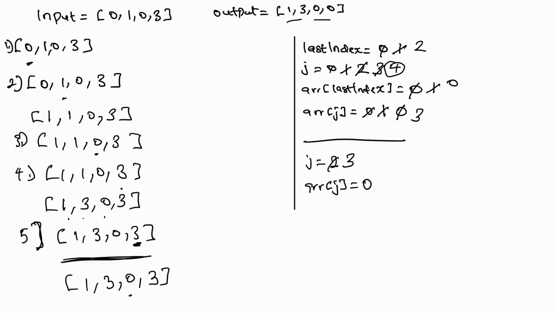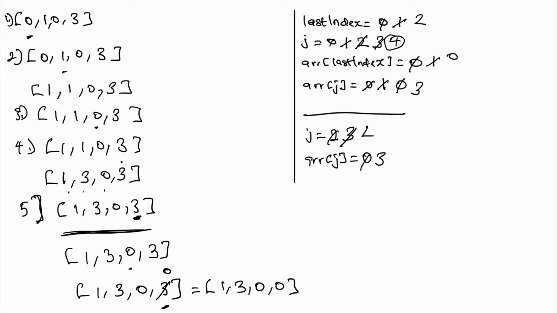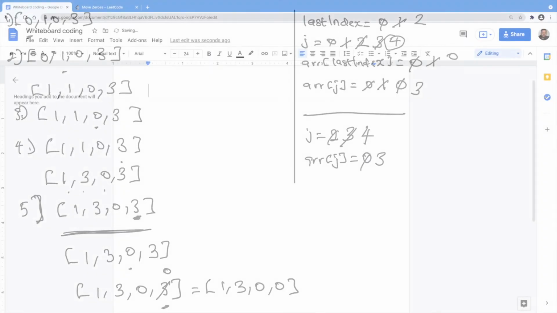We check what is the value of the array at j. That is 3. So we have 1 3 0 3. We're here. The value is 3. So we basically replace that with 0. So now we have 1 3 0 0, and we increment j by 1 again. Now in this case, j is beyond the length of the array, so we exit the second for loop.